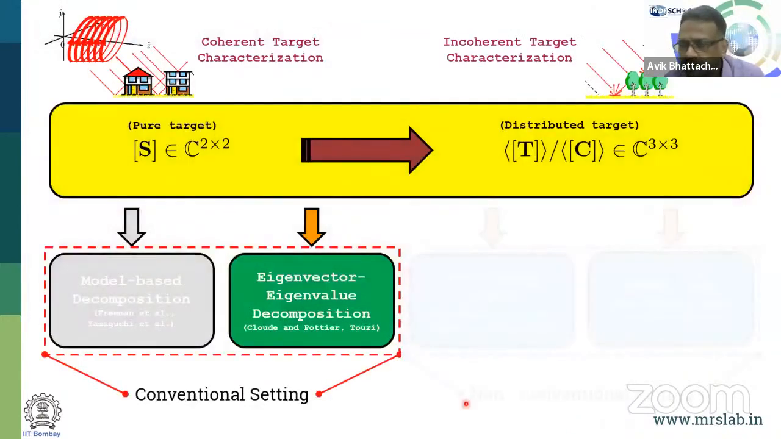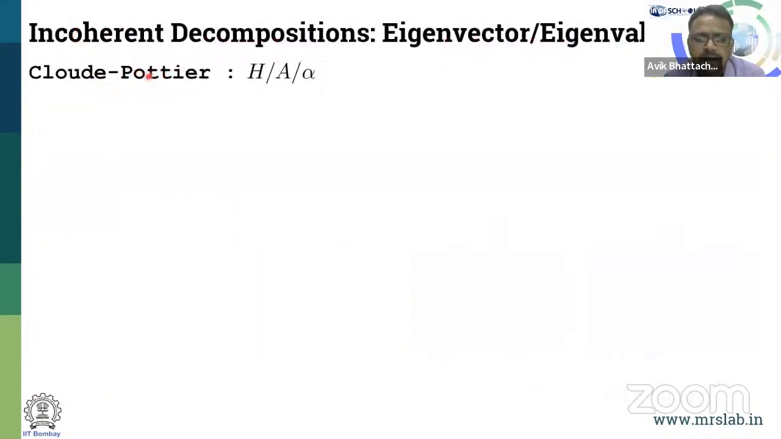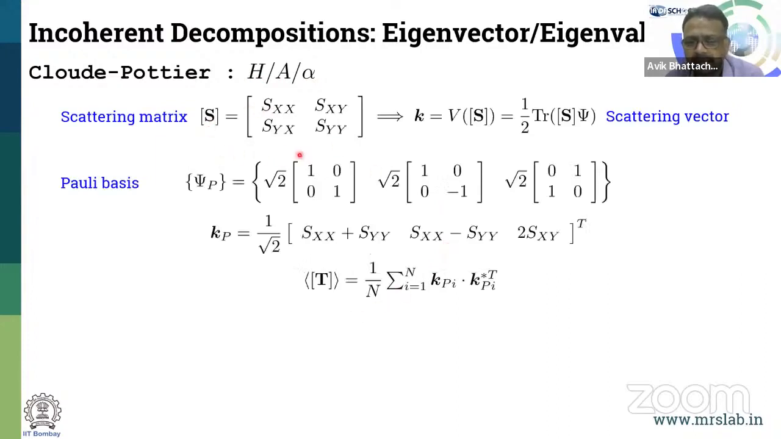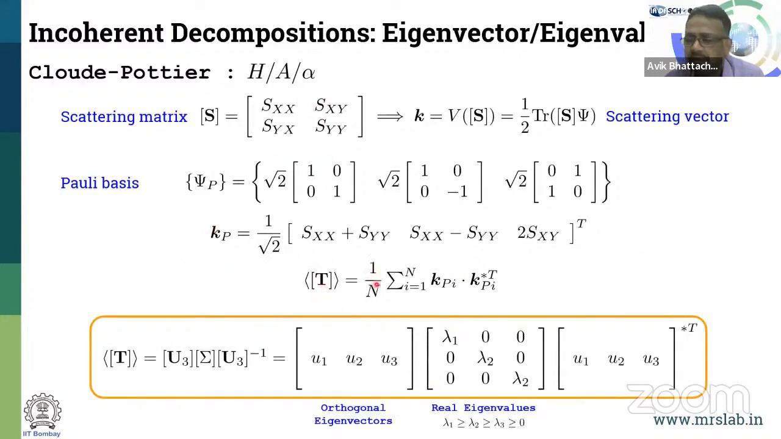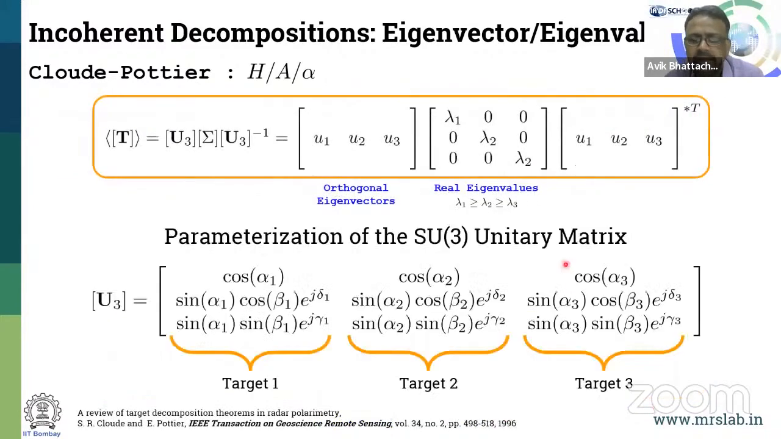The eigenvector, eigenvalue decomposition, as the name suggests, was started by Cloude and Pottier with something called the H-A-alpha, where H is for entropy, A for anisotropy, and alpha is the scattering mechanism angle. So the idea is again the same. I take the S matrix and I make the scattering vector from here. I get the T matrix, which is again a 3x3. I do an eigen decomposition where I get the three orthogonal eigenvectors. I get the real eigenvalues because this matrix is Hermitian and positive semidefinite, and hence the eigenvalues are real and non-negative. Utilizing these properties, it is parameterized.